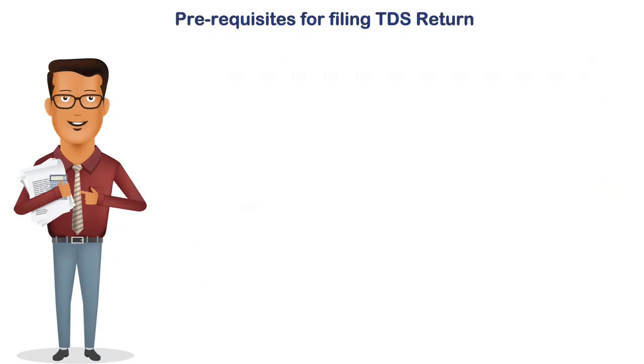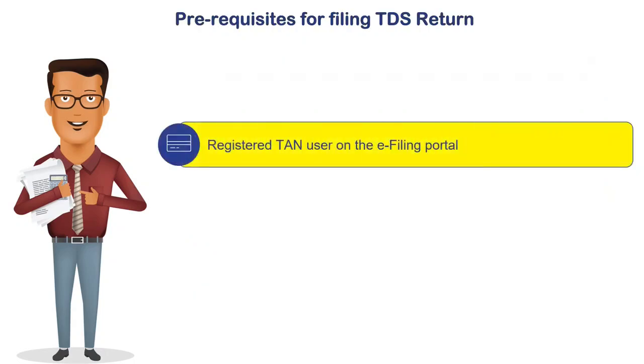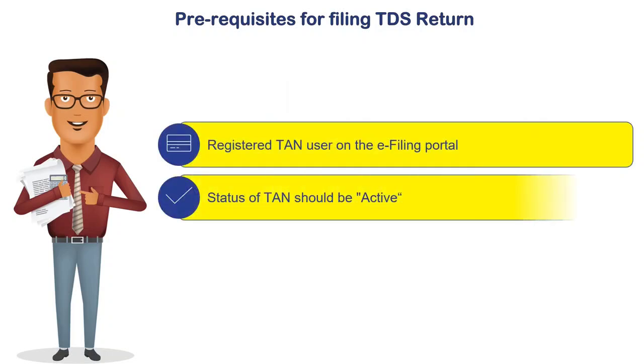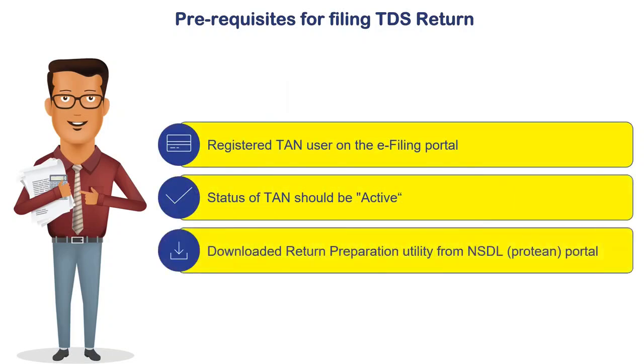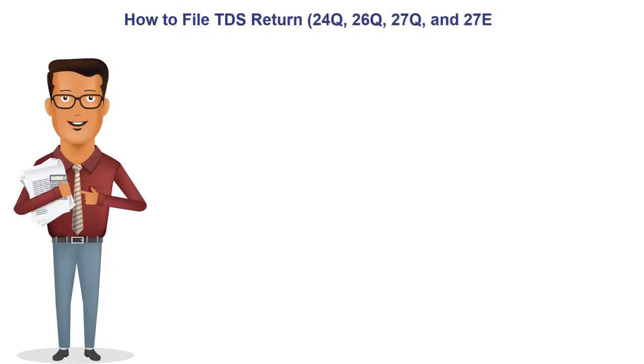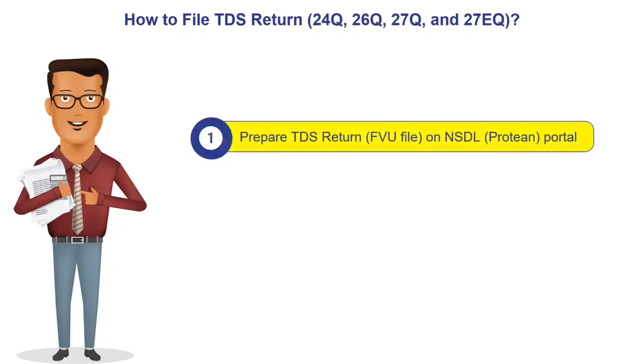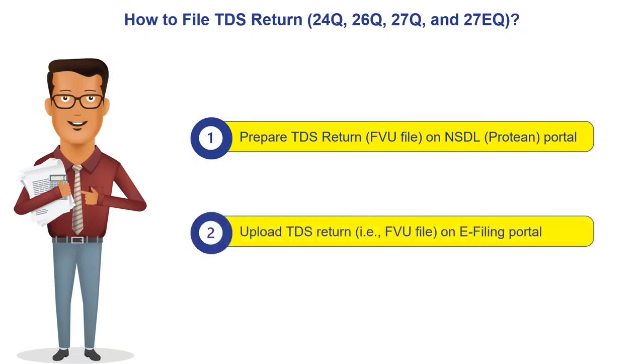In order to file TDS and TCS returns on the e-filing portal, you should be a registered TAN user on the e-filing portal. The status of your TAN should be active and you must have downloaded Return Preparation Utility from the NSDL portal. There are 2 steps for filing the TDS return. You have to first prepare the TDS return in FVU file on the NSDL portal and then upload the TDS return, that is the FVU file, on the e-filing portal.